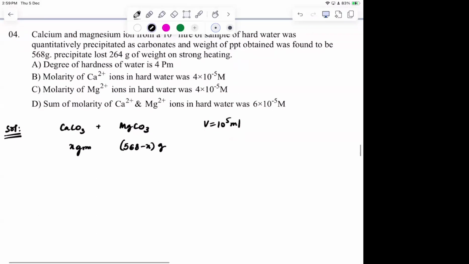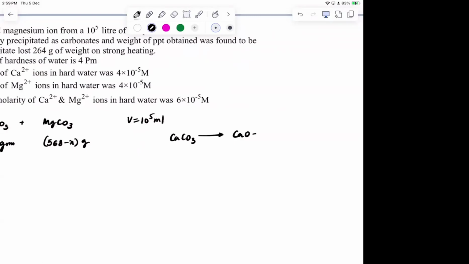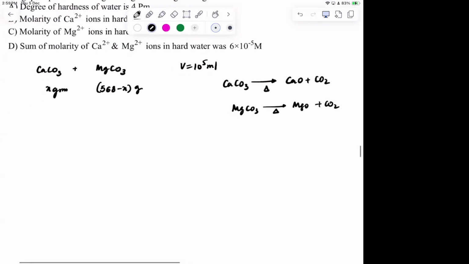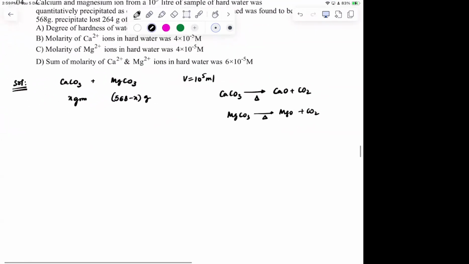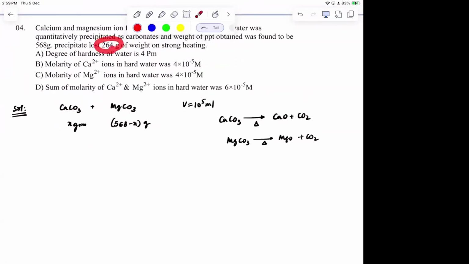And it has lost some amount of weight here. What will be the weight it loses? Calcium carbonate will convert into calcium oxide plus carbon dioxide on heating. MgCO3 on heating will also become MgO plus CO2. So the lost weight is of carbon dioxide only. He said that this much weight is lost, so this much carbon dioxide is formed.